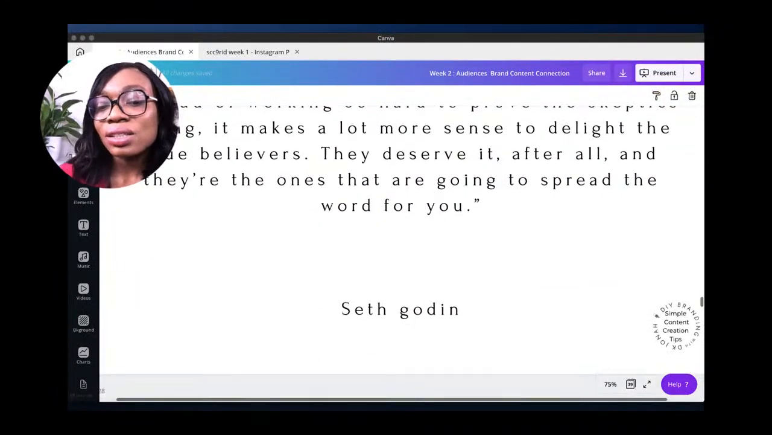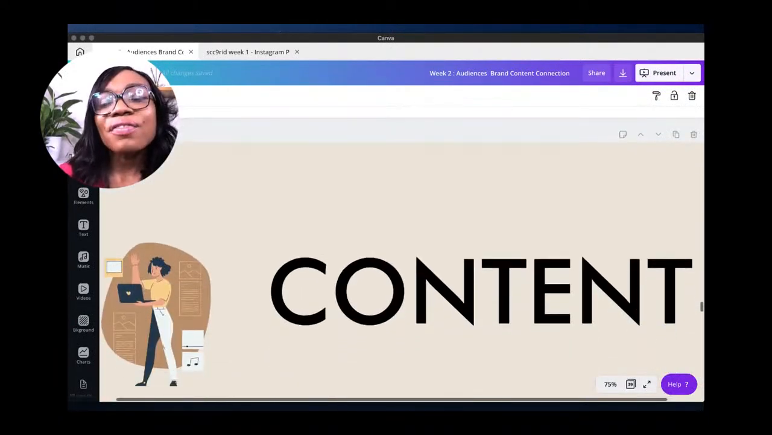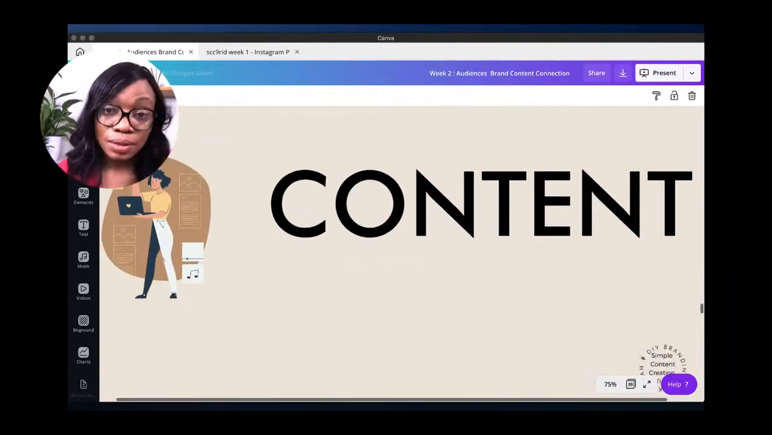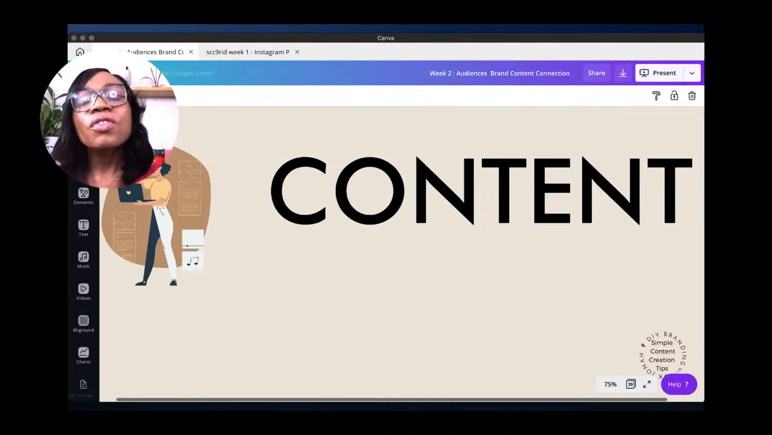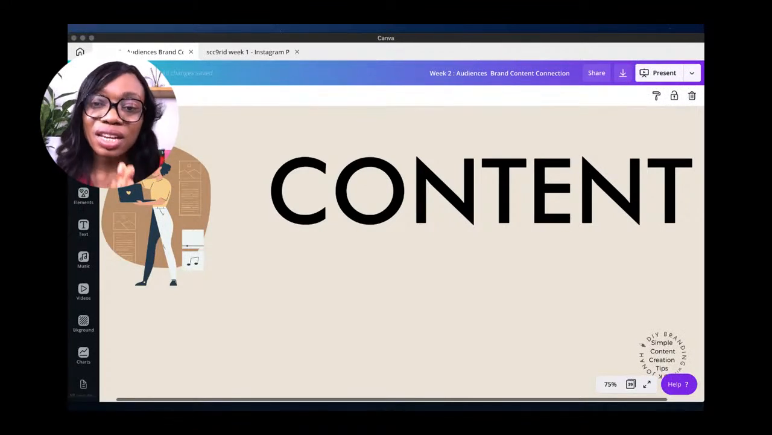This was said by Seth Godin, because if you have defined your audience clearly, then you can create content that will suit them, because they are the ones that will go ahead and tell other people about you. So we've talked about your audience, your brand. Now we're looking at the content that you've created.